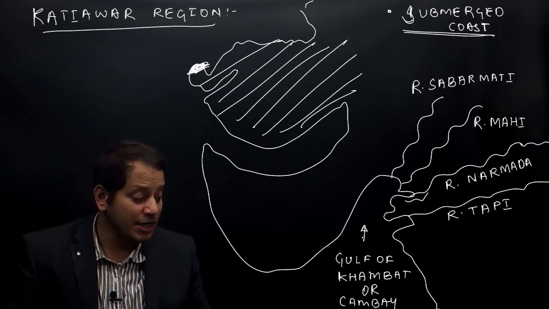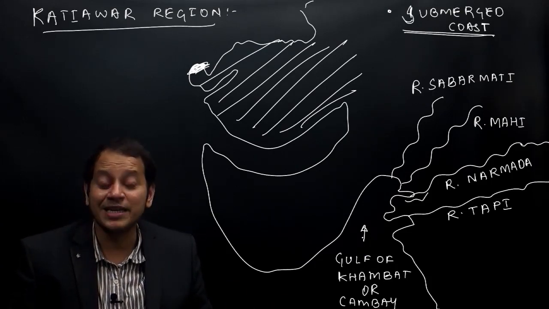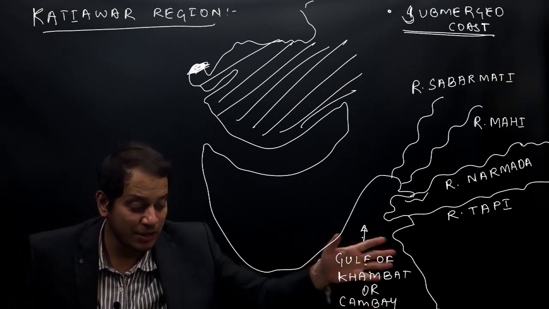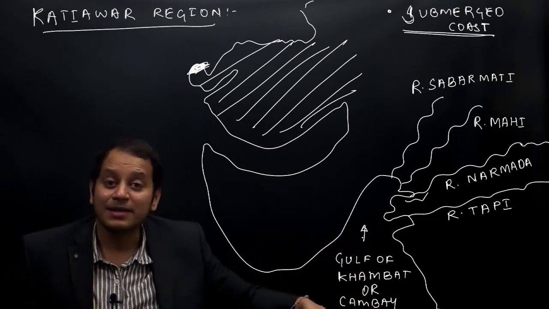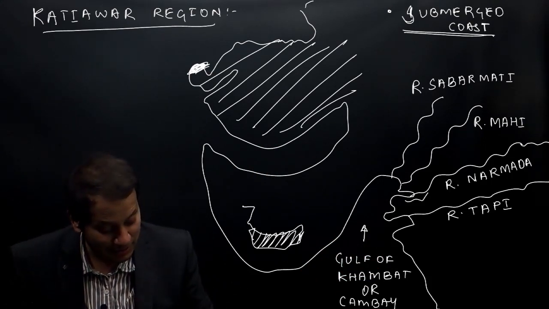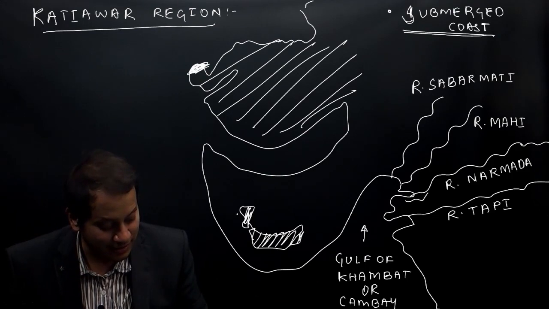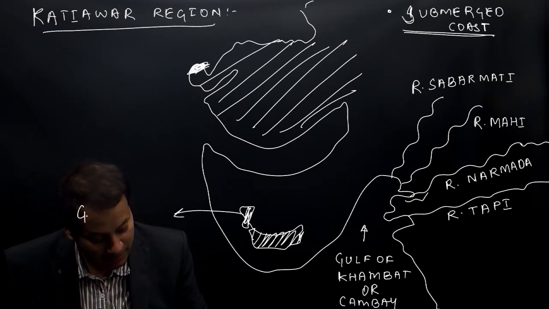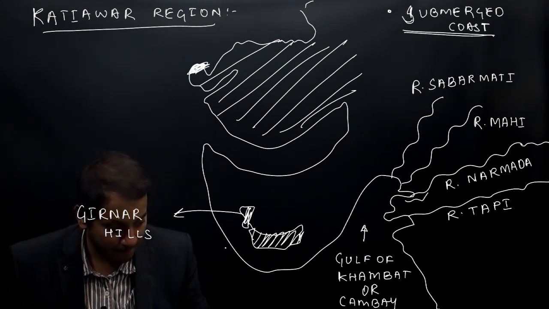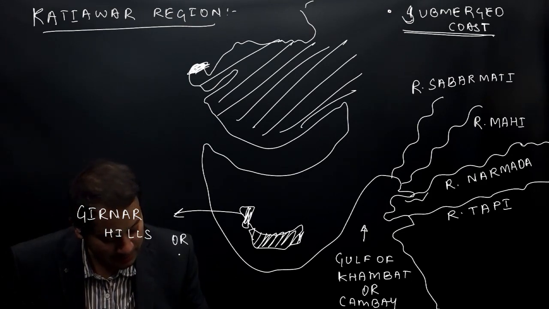Now come back again to the Kathiawar region. Can you see the mountains which are found in the Kathiawar region? These mountains are found here in this region. And what are the names of these mountains? These mountains are known as the Gir Hills or Gir Ranges, or Girnar Hills.